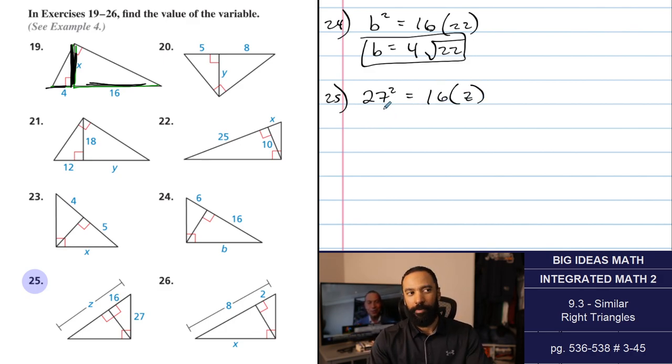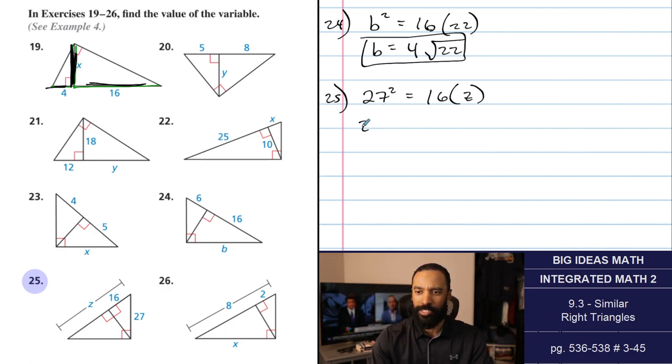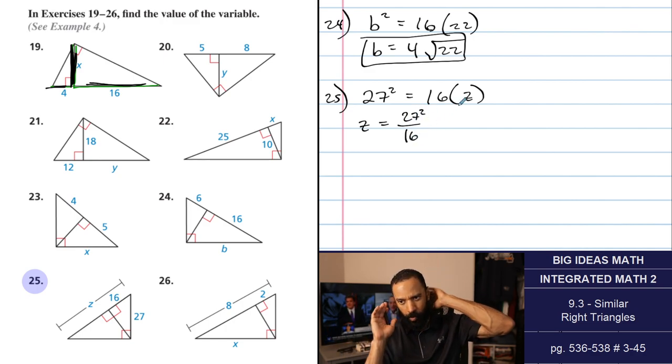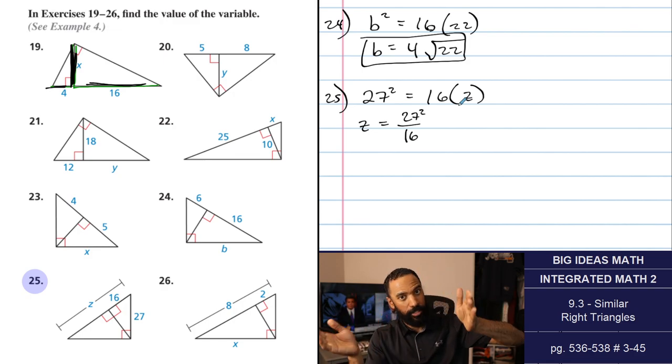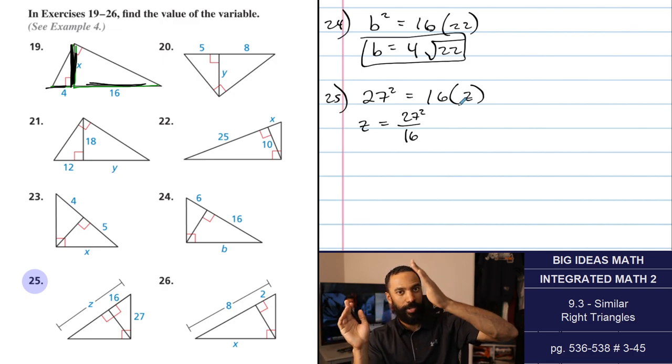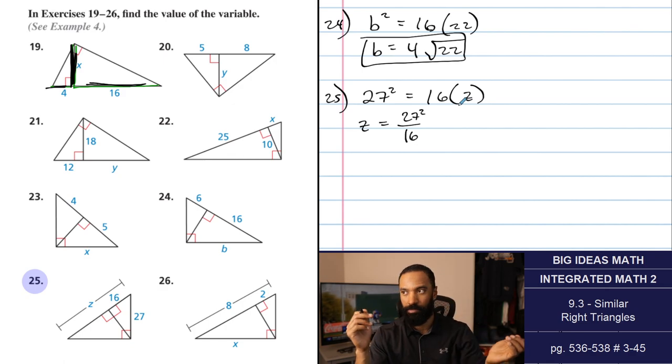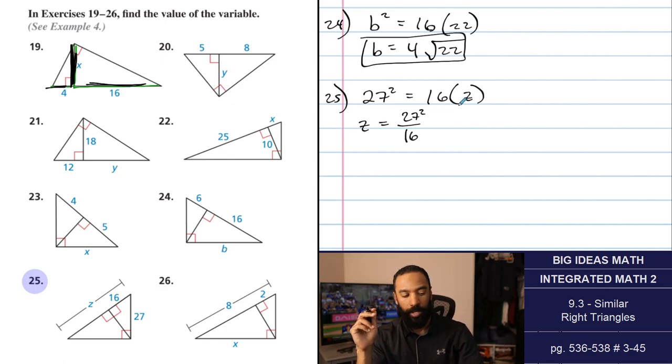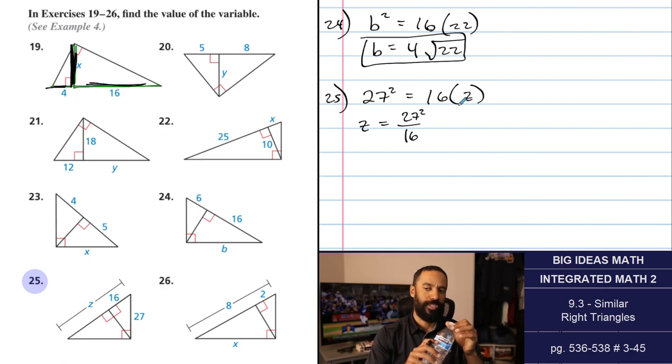I could do what I did before, but this won't clean up very well. Z is 27 squared over 16. I don't know 27 squared, but to make matters worse, 16 doesn't share any common factors with 27. 27 is 3 times 3 times 3. 16 is 2 times 2 times 2 times 2. So this doesn't break down.